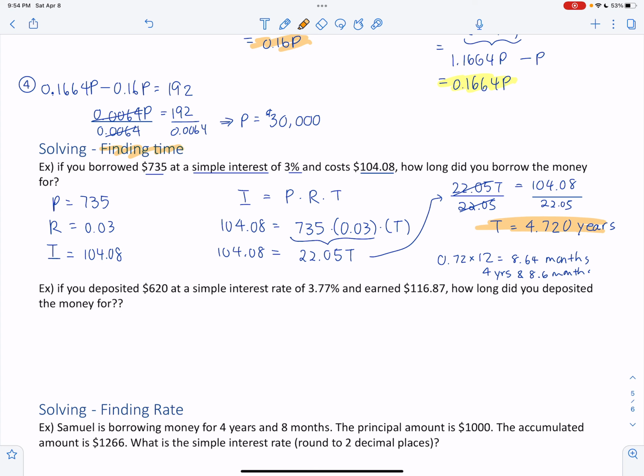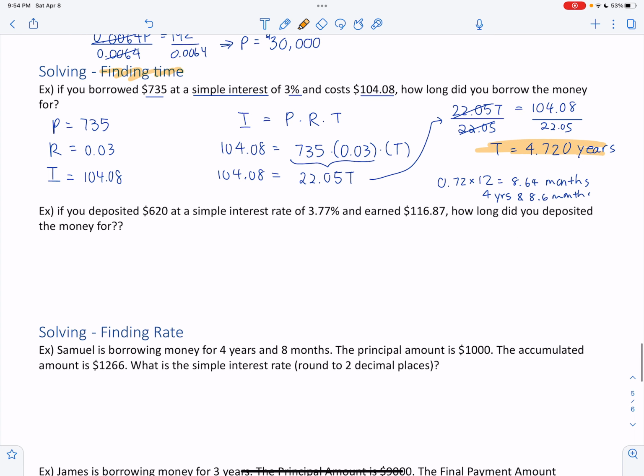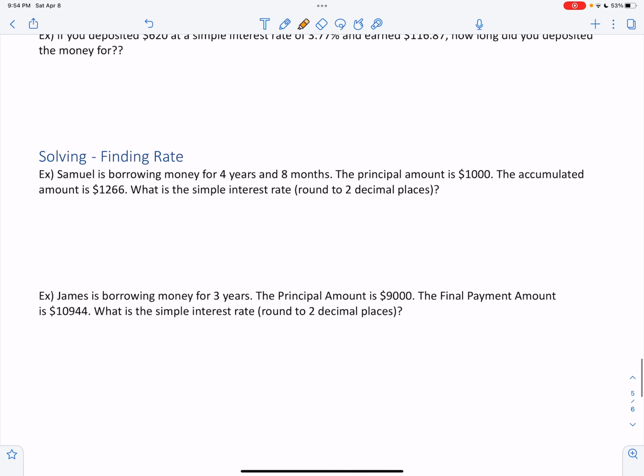You can try the next one. Finding the rate. Same idea. We're doing simple interest, and we're looking for the rate. We have principal being 1,000. The time is 4 years and 8 months. Remember what I said about time: it has to be in years. So 4 times 12 is 48 months, plus the 8 months here, 56 months.